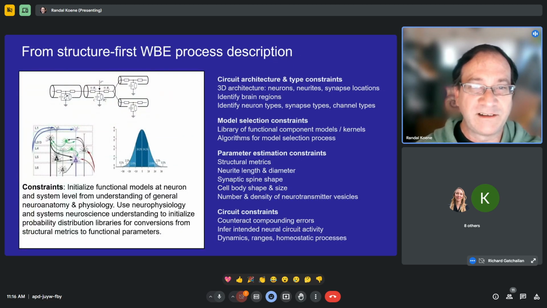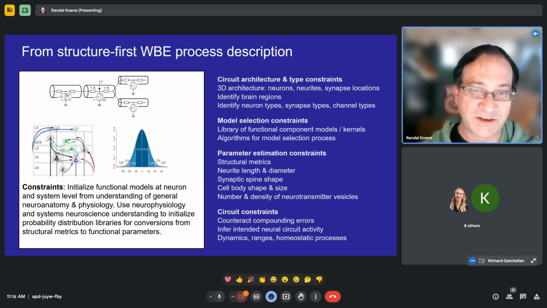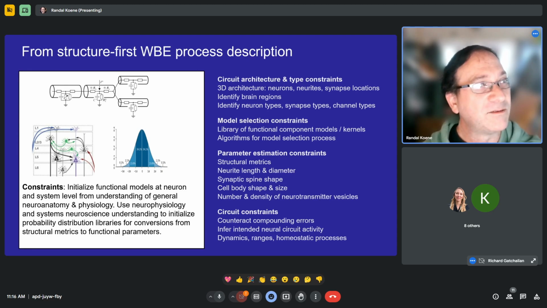I think I'm going to leave this slide mostly for your own review at some point. It's a summary of a bit that we did on constraints in a whole brain emulation roadmap themed workshop a couple of years ago. I'm not going to go back to that right now.